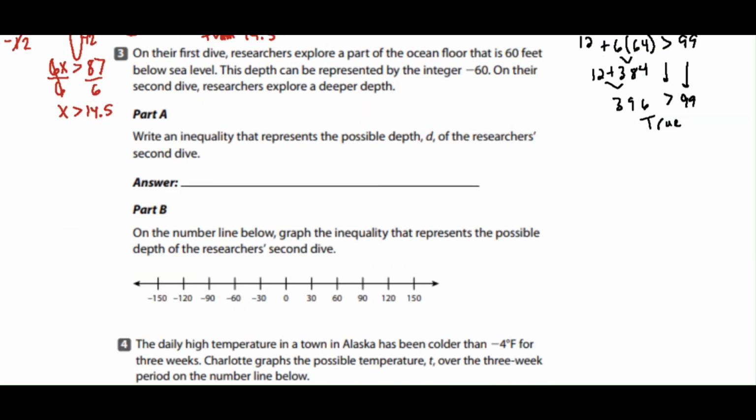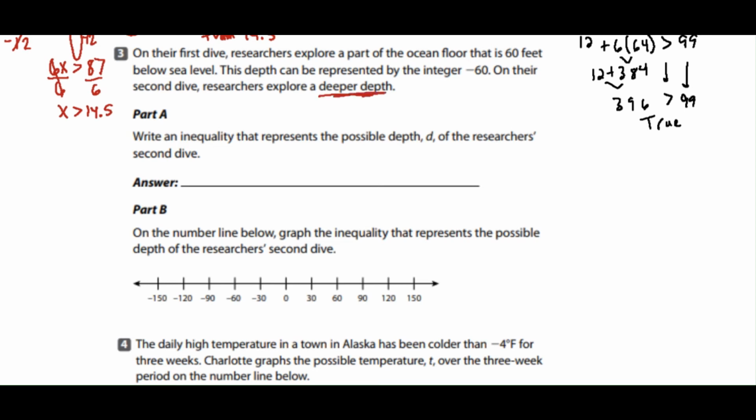All right, moving on to the next one. Researchers explore a part of the ocean floor that is 60 feet below sea level. This depth can be represented by the integer -60. On the second dive, researchers explore a deeper dive.